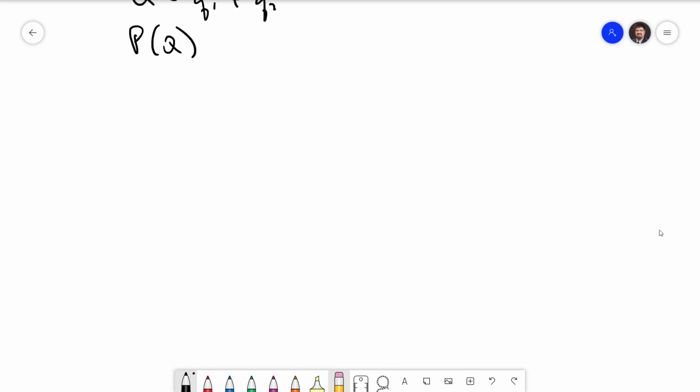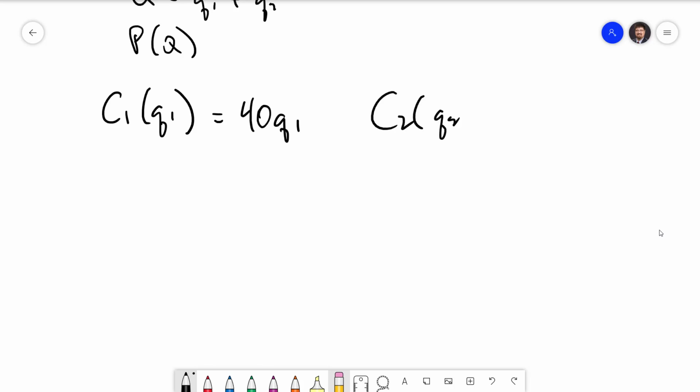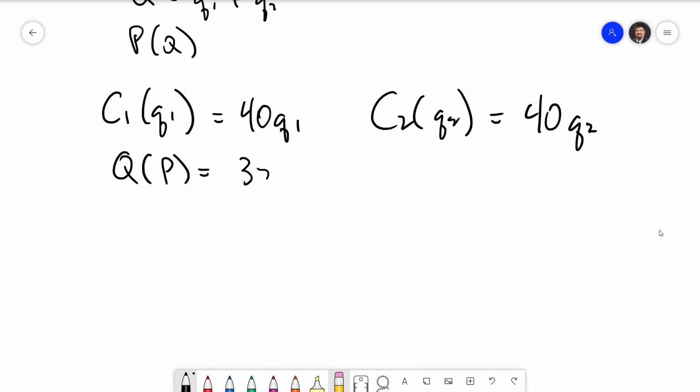In our example, our two firms have the cost functions C1 of q1, this is Firm 1's cost function, is going to be 40 q1, and C2 of q2 is going to be 40 q2. So here, our two firms have identical cost functions. Later on, we'll look at what happens when they're not identical. We have a demand function, Q of P equals 320 minus 2P.